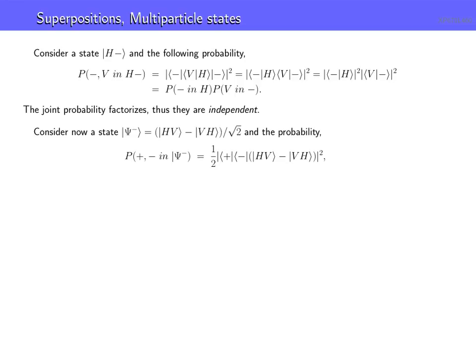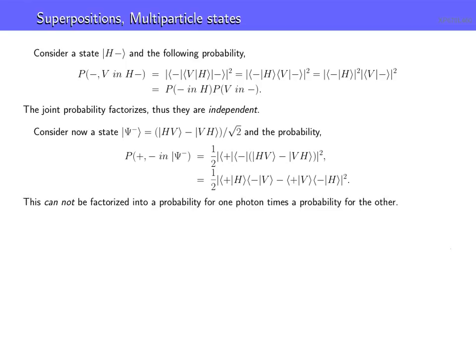So we do it again. The bra is the outcome we're trying to find, plus minus, and then this is the state. I factored out the 1 over square root of 2 and squared it just to make life easy. Now we go ahead and distribute that out. We get these two terms. But notice now, we cannot factorize this. There's no way to write this as two separate probabilities, one for Alice's measurement and one for Bob's measurement. It's just not possible.